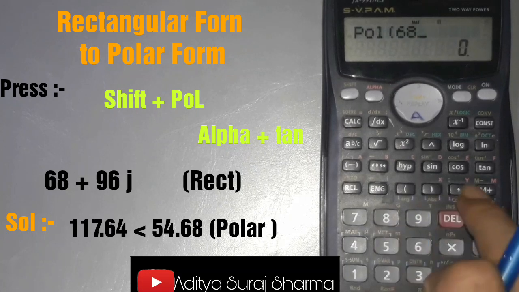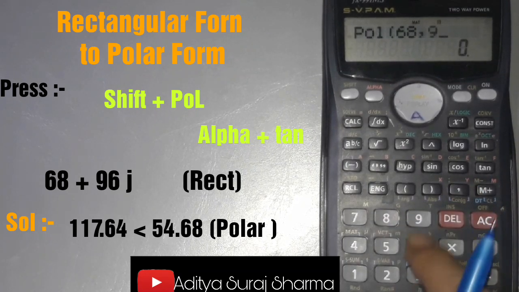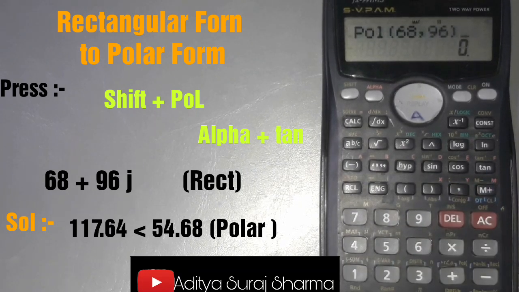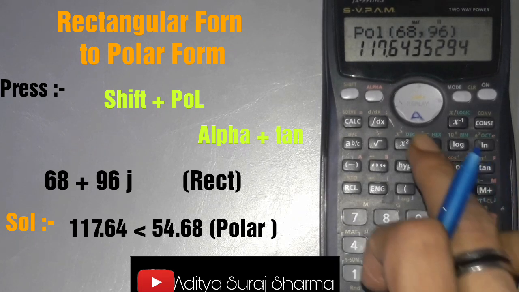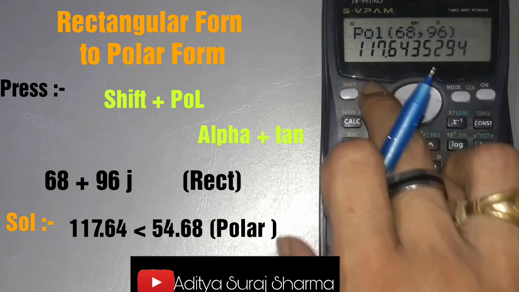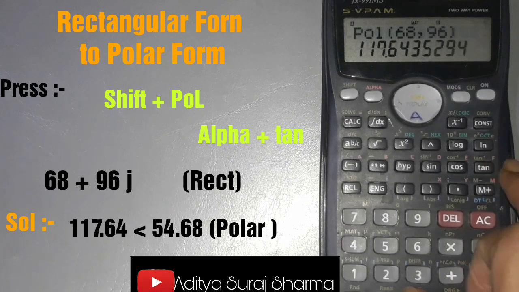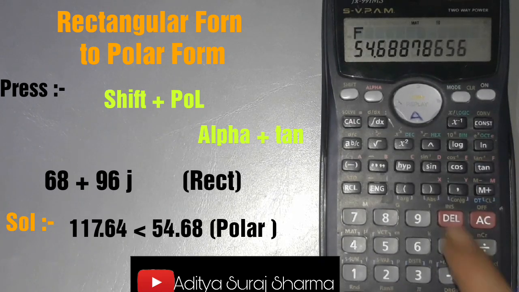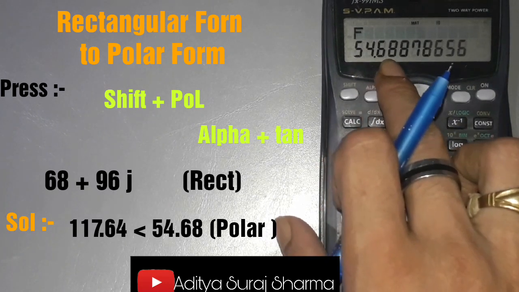68, 96, then bracket close and equal to. This will give 117.6, and for getting the angle, first press Alpha then press 10 and equal to. This is 54.68.